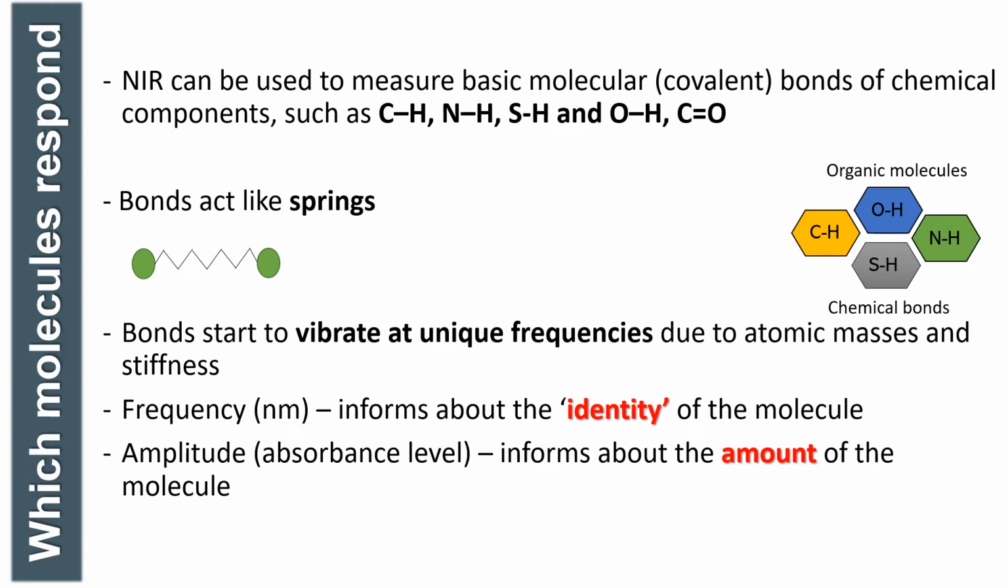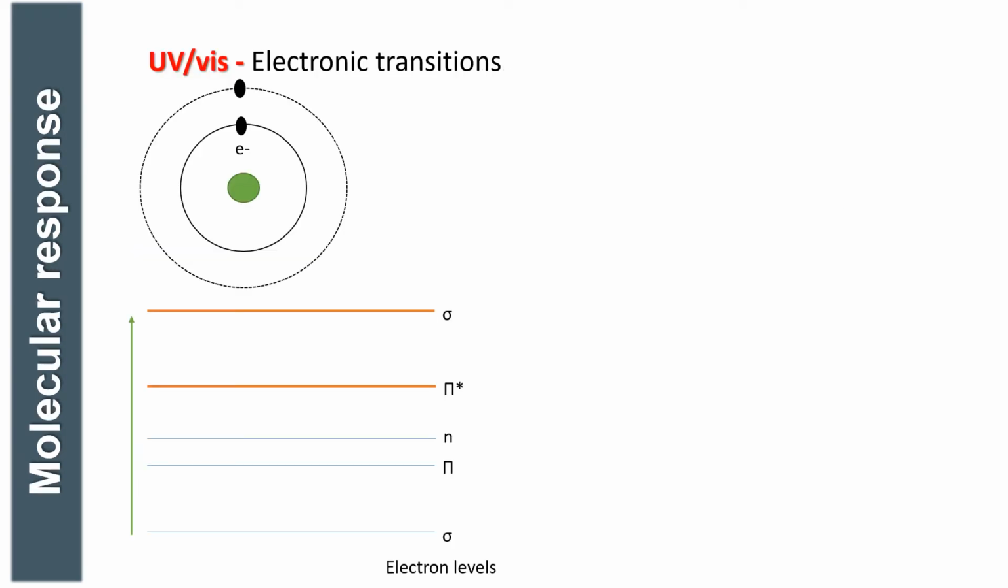By looking at the frequency where a chemical bond absorbs, we can learn more about the identity of the molecule. And by looking at the absorbance level, we can learn more about the amount of the compound in the sample. At this point, we understand that light can give us information about the concentration of a compound in a sample and provide information about particle sizes. But if all compounds can interact with radiation and absorb energy, how can we get information about specific compounds?